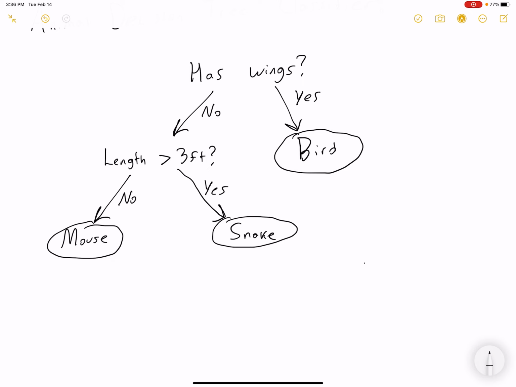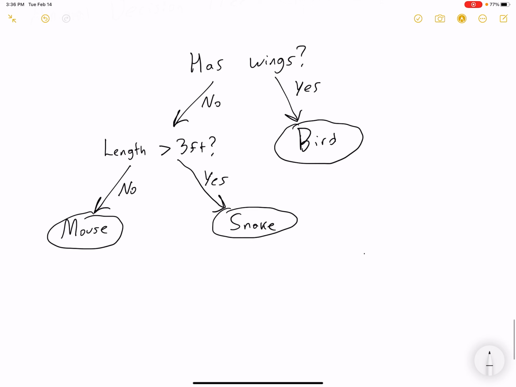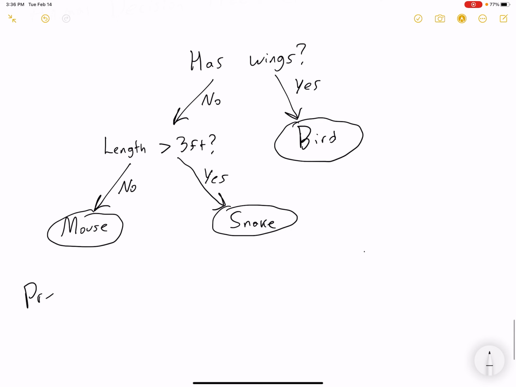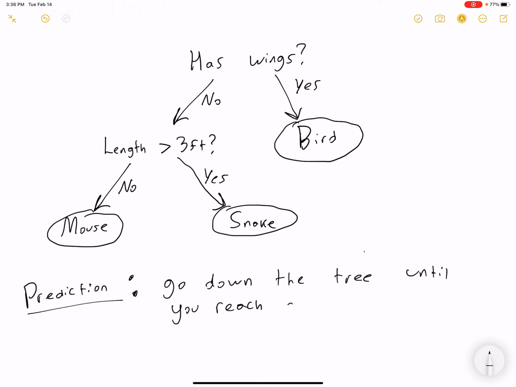And we can see that decision trees are pretty simple to interpret. You can explain how to use a decision tree model to probably anyone in your family over 5 years old. And so that's a nice benefit of decision trees. They're super easy to use. And you know, the prediction with the decision tree, just go down the tree until you reach a leaf node.